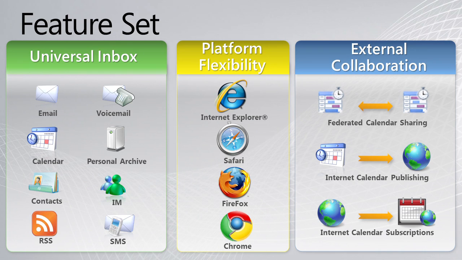So now we're going to talk a little bit about the value proposition of Outlook web app. And you can see we've framed it in 3 pillars. The first is the universal inbox, which we briefly mentioned earlier. The second is platform flexibility. And the third is external collaboration.